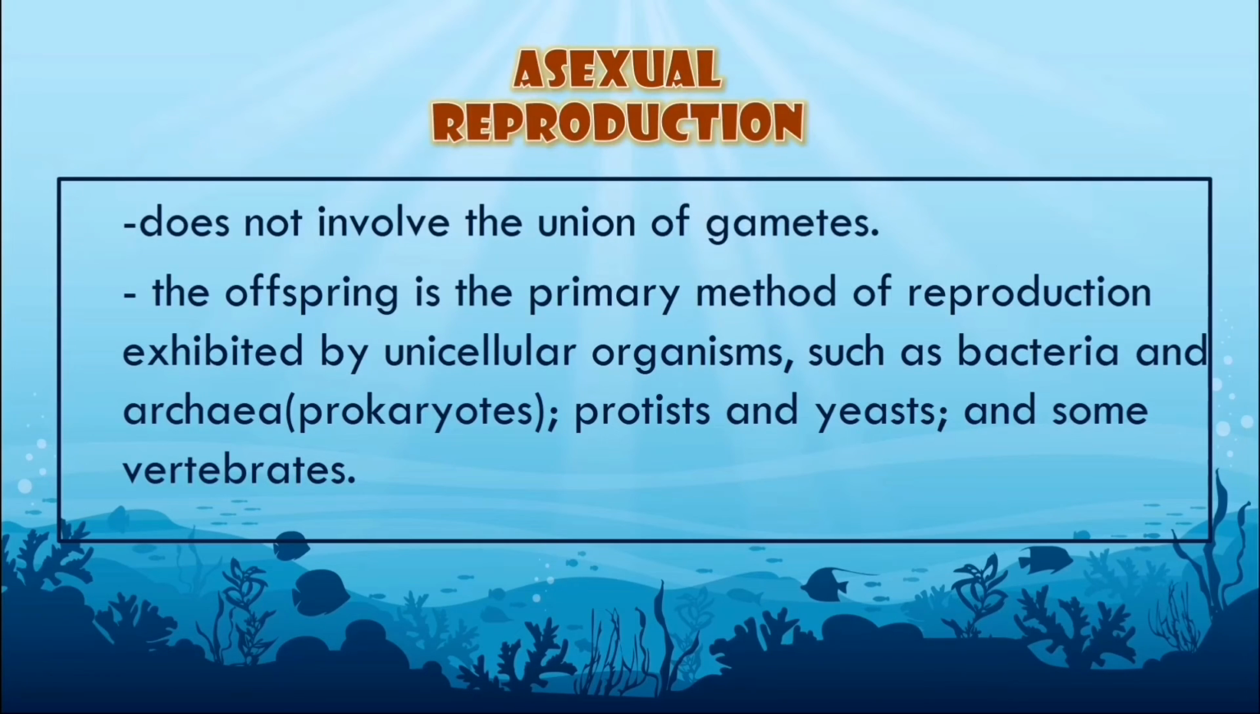So let's move on to asexual reproduction. When we say asexual reproduction, it does not involve the union of gametes, so there is no need of egg cell and sperm cell. It is the primary method of reproduction exhibited by unicellular organisms. So, what are these unicellular organisms? Such as bacteria and archaea or prokaryotes, protists and yeasts, and some vertebrates. So, some do not undergo sexual reproduction. They go straight to asexual reproduction.